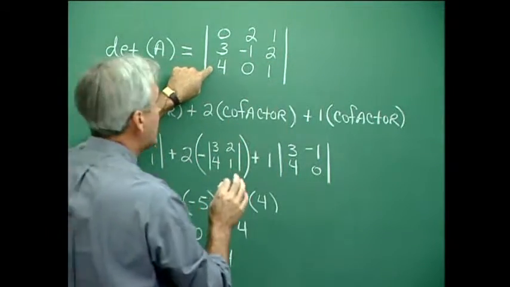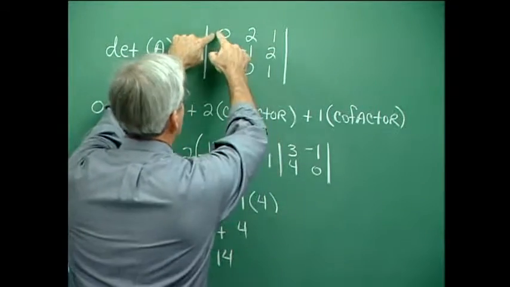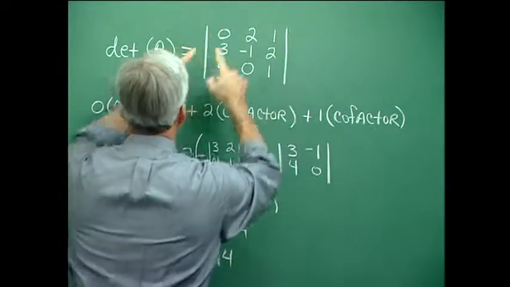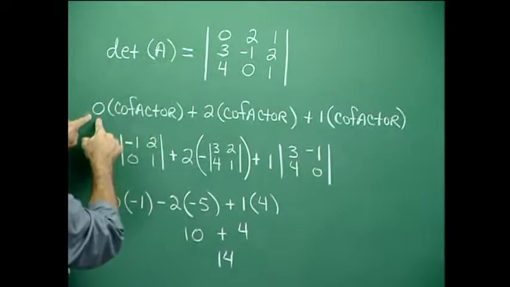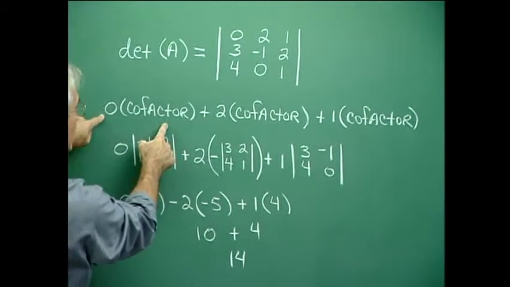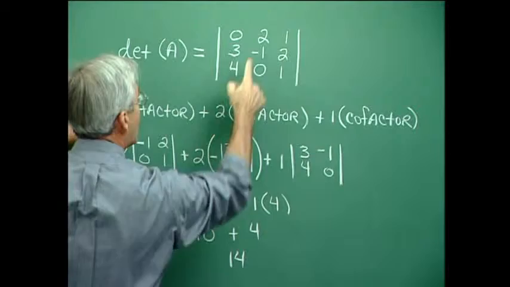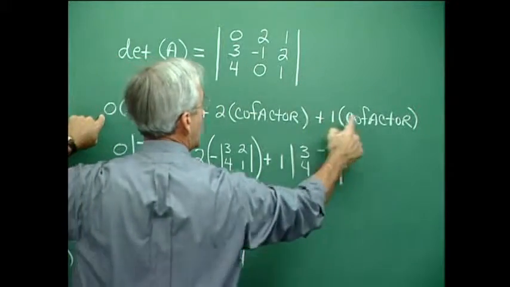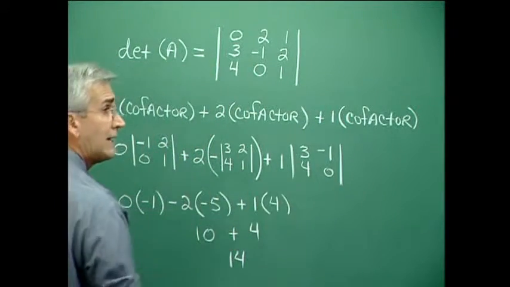We're going to do it actually two ways here, but the first way is just to go across the top row. So it's going to be the entry 0 times an item called its cofactor, and then 2 times its cofactor, and then 1 times its cofactor. So that's the general idea.